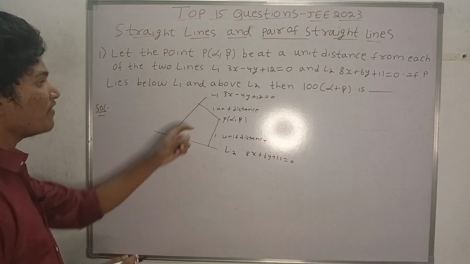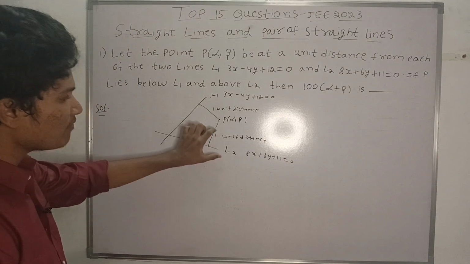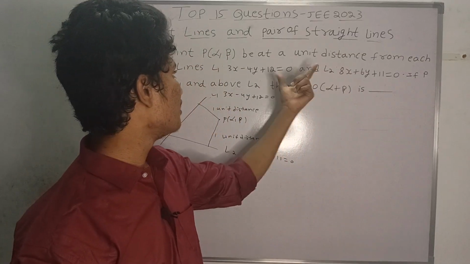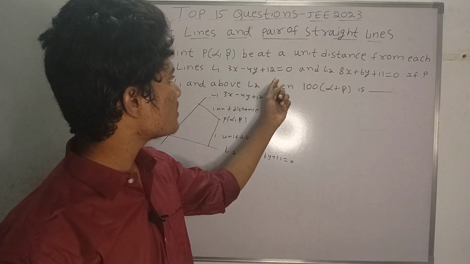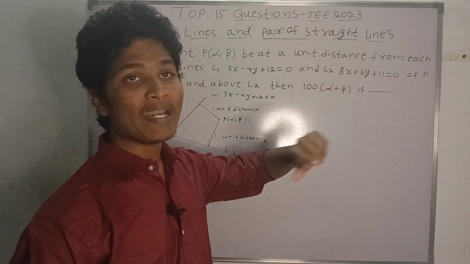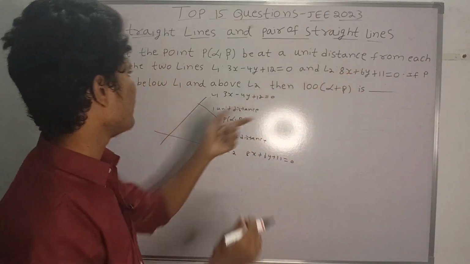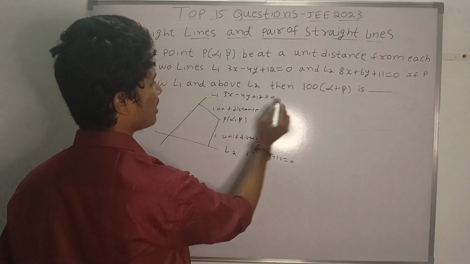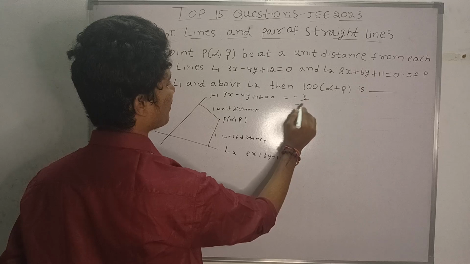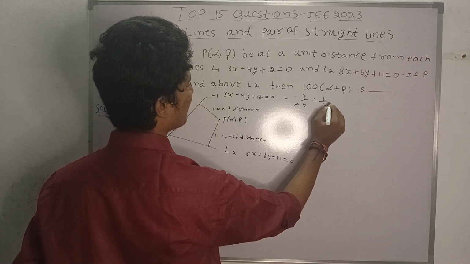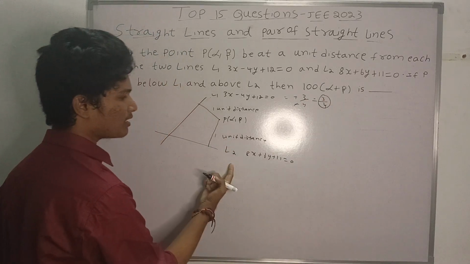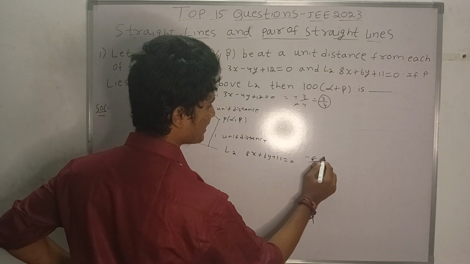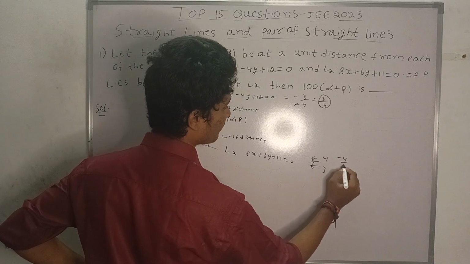When you observe these two lines clearly, that is L1 and L2, basically when you are going to solve a question, please observe the values they have given. Here 3x minus 4y plus 12 equal to 0, 8x plus 6y plus 11 equal to 0. By seeing directly you cannot assume anything, but when you see the slopes: the slope of line L1 is minus 3 divided by minus 4, that is 3 by 4. And the slope of line L2 is minus 8 divided by 6, that is minus 4 by 3.